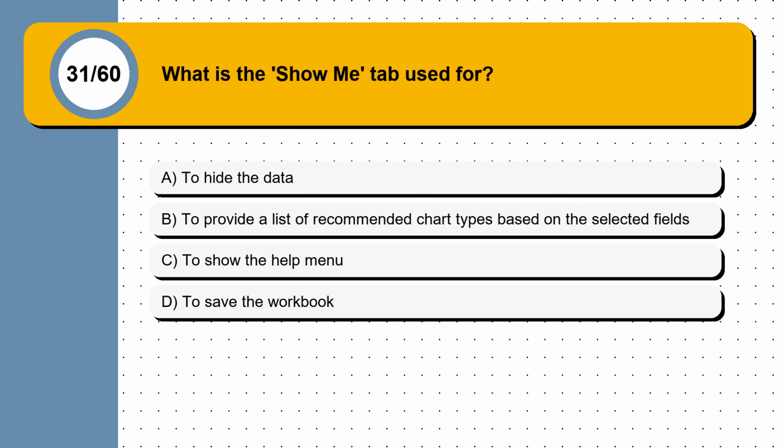Question 31. What is the Show Me tab used for? Option A, to hide the data. Option B, to provide a list of recommended chart types based on the selected fields. Option C, to show the Help menu. Option D, to save the workbook.